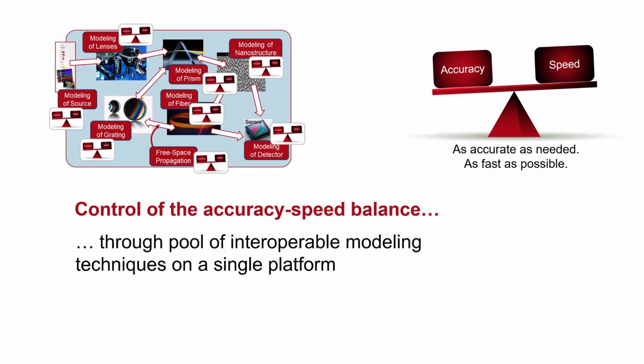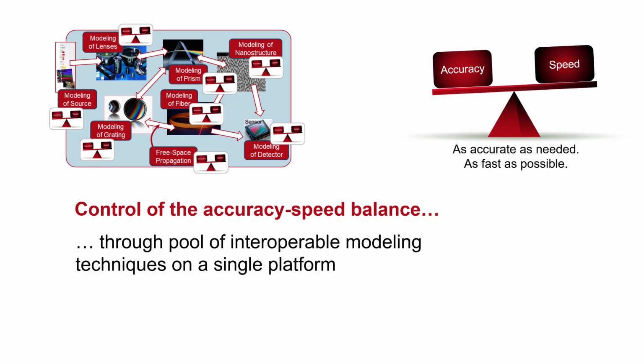The philosophy behind VirtualLab Fusion in a nutshell is that it allows its users to control the accuracy-speed balance, which is a compromise that is always on the table when we talk about simulation technology, not just in optics, not just where VirtualLab Fusion is concerned. That compromise between accuracy and speed is always there. And the way VirtualLab Fusion allows you to have this control is by putting at your disposal a pool of interoperable modelling techniques on a single software platform.